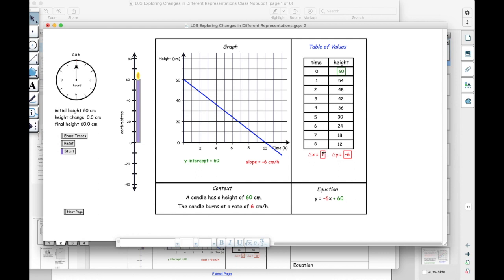All right, so I'm now going to change this to 3. What do you think will happen to the line? What's going to happen to the context? And what's going to happen to the equation? Just giving you some time to think about that. And again, if you need more time, you can pause.